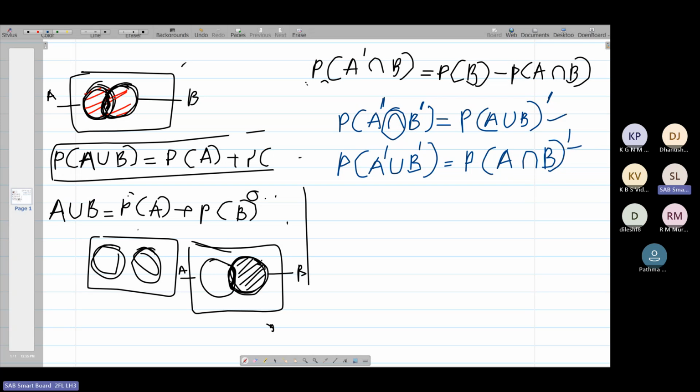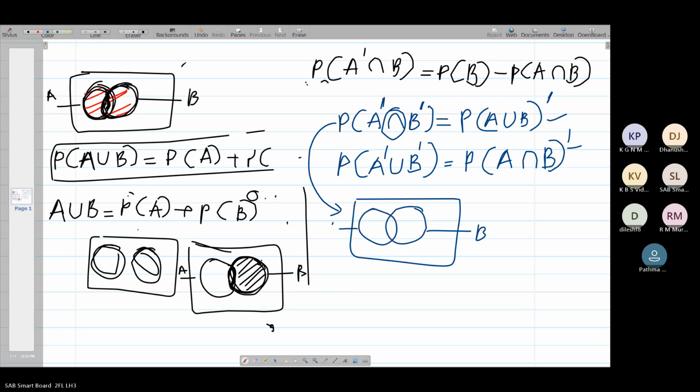Okay, then normally this one says A dash intersection B dash. It means we take the Venn diagram. This circle is A, this circle is B. Okay, then the first one is A dash. A dash means all the other remaining area. Then the other one is B dash. Excluding B, all the other area.